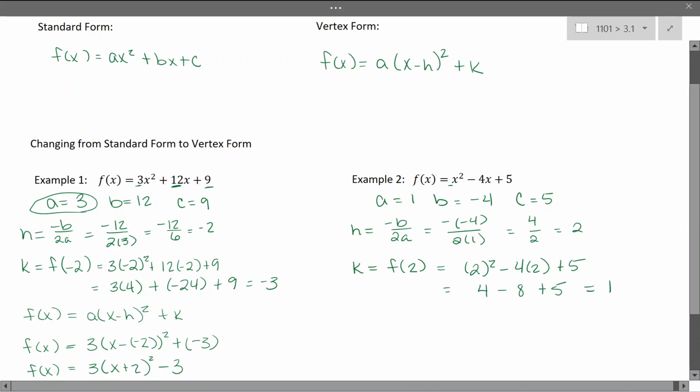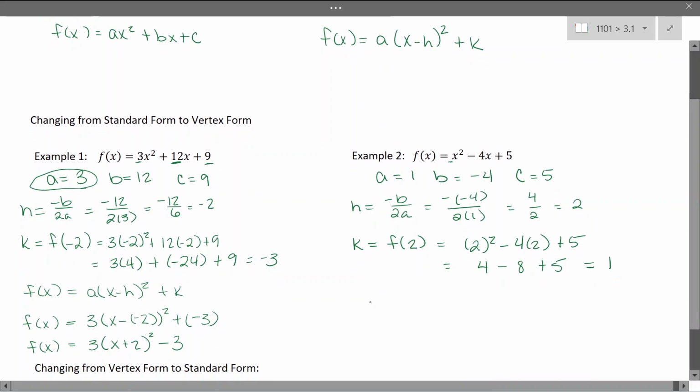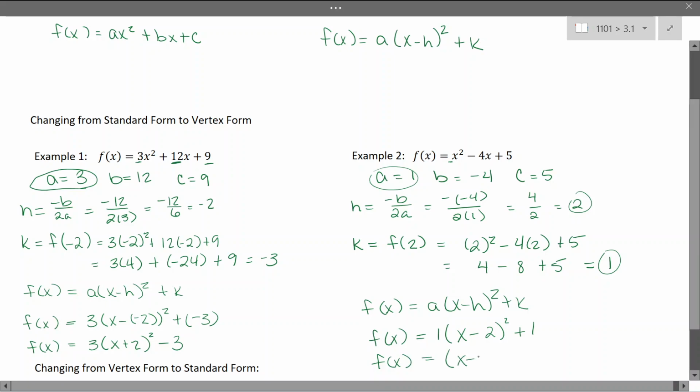So now that we have our h and our k, we can plug that into our vertex form. Our a stays the same. Our a is 1. So we have f of x equals 1 times x minus h, which is 2, squared plus our k, which is 1. So we have f of x equals x minus 2 squared plus 1.